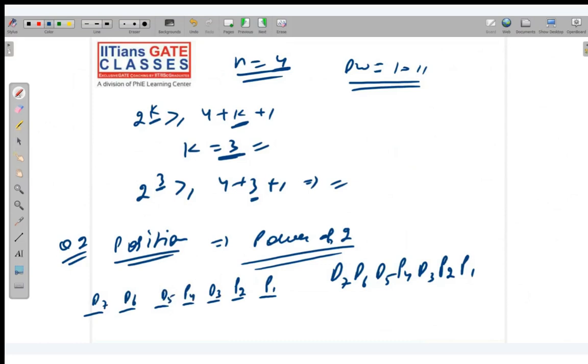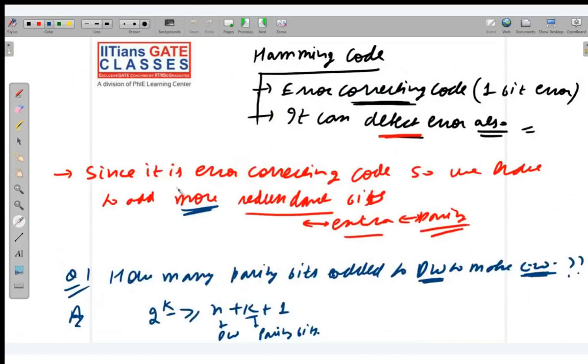I think one more time explain. Okay, no problem. So first thing was that it is an error correcting code, so we have to add more redundant bits. So this more was creating problem.